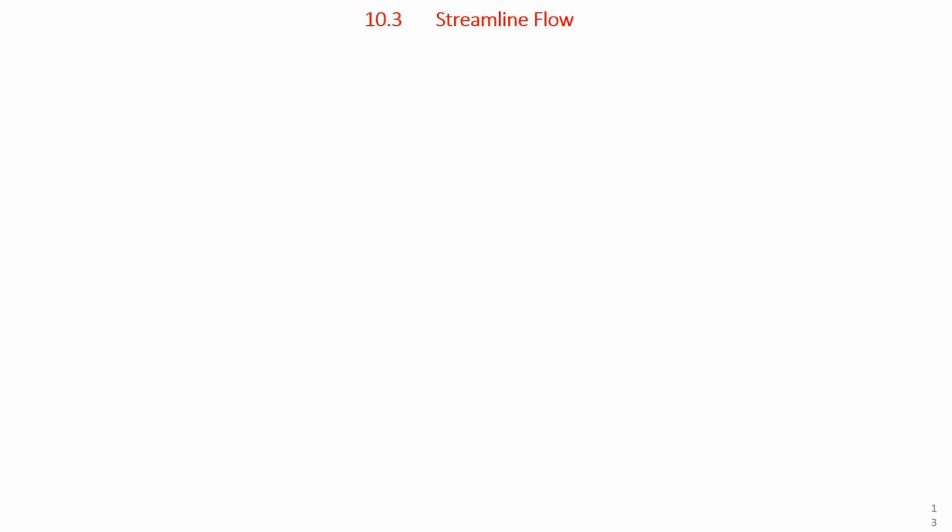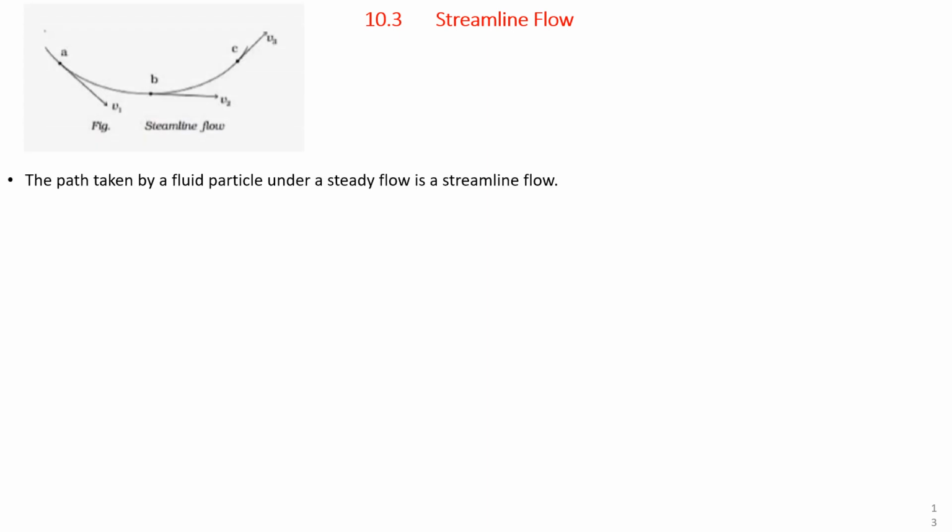In studying the motion of fluids, we focus our attention on what is happening to various fluid particles at a particular point in space at a particular time. The path taken by a fluid particle under a steady flow is a streamline flow. So this curve shown in the figure is the path taken by a fluid particle under steady flow.